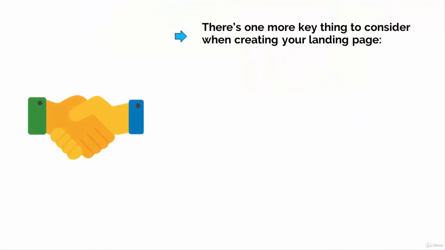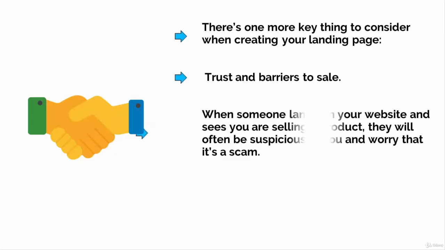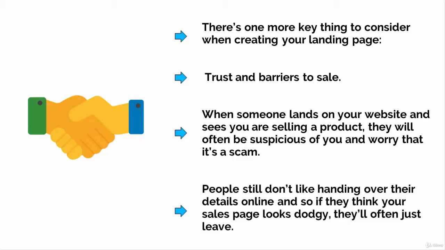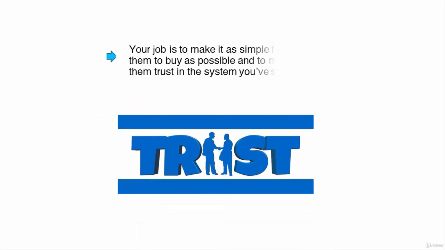Finally, there is one more thing to consider when creating your landing page, and that is trust and barriers to sale. When someone lands on your website and sees that you're selling a product, they will often be very suspicious of you and worried that it's a scam. People still don't like handing over their details online, and so if they think your sales page looks dodgy, they'll often just leave. Your job is to make it as simple for them to buy as possible and to make them trust in the system that you've set up to enable that.